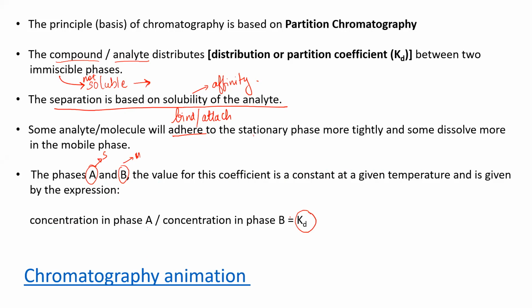Okay, so there is this value which is known as the partition coefficient, which depends upon the concentration of your analyte in both the phases. If your analyte has more affinity towards, say, phase A, which is the stationary phase, it will remain in the stationary phase. So the mobile phase will have less of your analyte, the stationary phase will have more of your analyte. So a ratio is going to give you the partition coefficient.